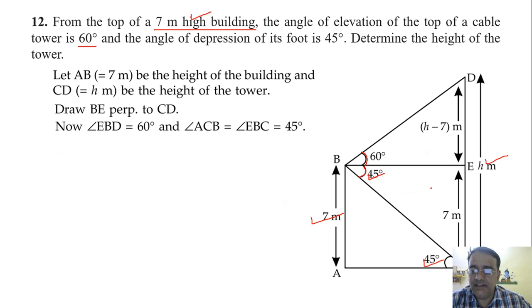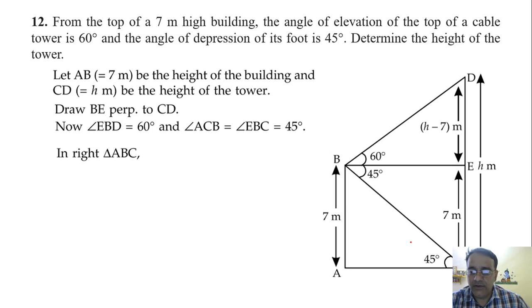Now here there are 3 right triangles: 1, 2, 3, and we will take 2 right triangles. One we will take is ABC, and then we'll take this right triangle DBE. Let's take them one by one. First we'll take triangle ABC. Now in triangle ABC, this side is the opposite side with respect to 45 degree and this side is the adjacent side.